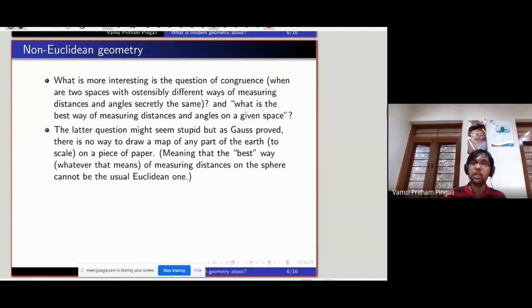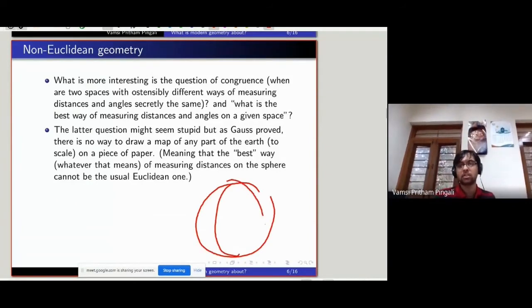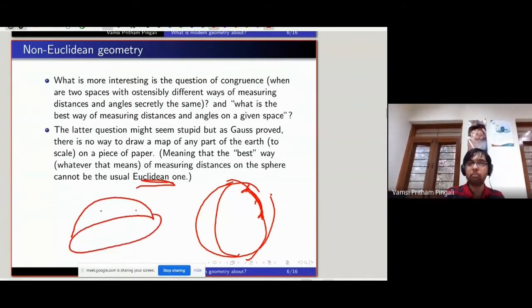So in other words, the best way, whatever that means, of measuring distances on the sphere cannot be the usual Euclidean one. On a piece of paper, the best way to measure distances is the usual Euclidean one. On the sphere, the best way of measuring distances is the usual method using angles, right? The distance between two points is simply this angle, okay? This way does not coincide with the Euclidean one. That's the problem, okay? So if I give you even a small part of the sphere, let us say we take a hemisphere, even on that, there are possibly two different ways of measuring distances. You can think of a hemisphere as a piece of paper, or you can think of it as a hemisphere.